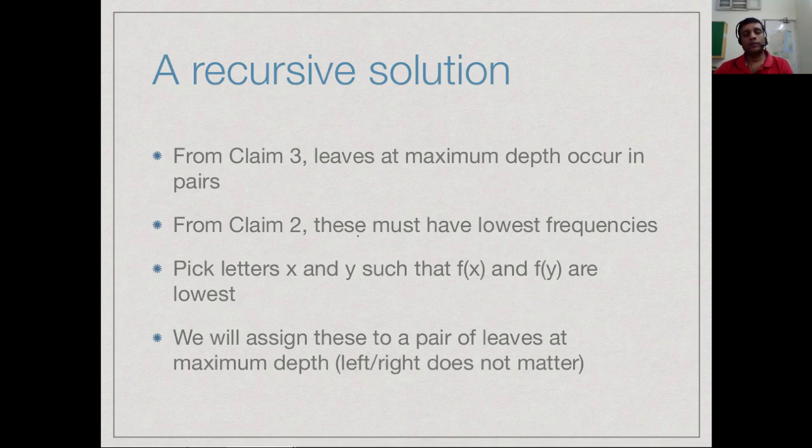So what we will do is we'll say, let us look in the overall table that we start with and pick two letters which have the lowest frequency. So we can assign them the longest codes. So they can be put at the lowest level. And then we know that the lowest level leaves occur in pairs. So let's assume that these will be paired up. Okay? So we will assign these lowest frequency letters X and Y to a pair of leaves at the maximum depth. Left and right does not matter because it's only the depth that matters.